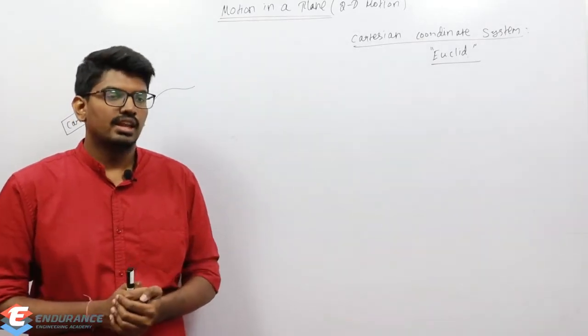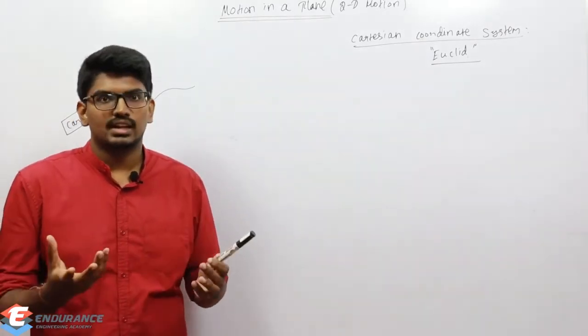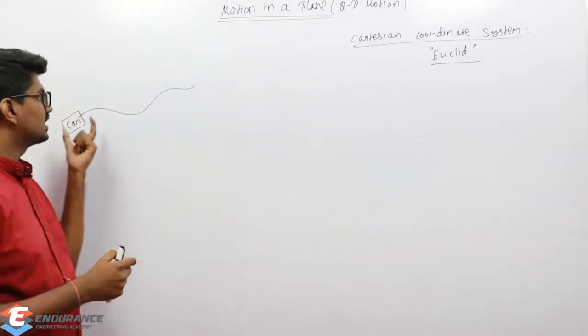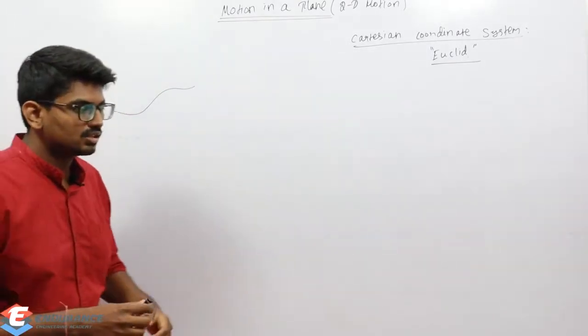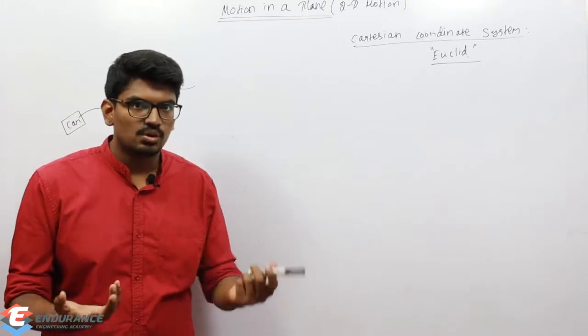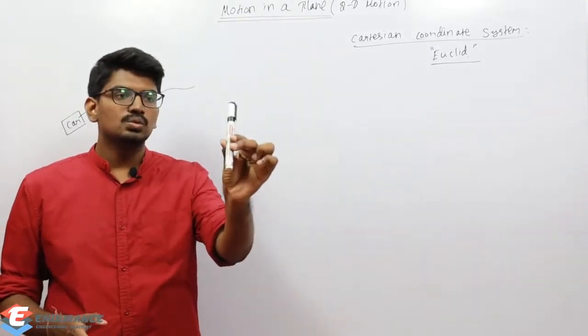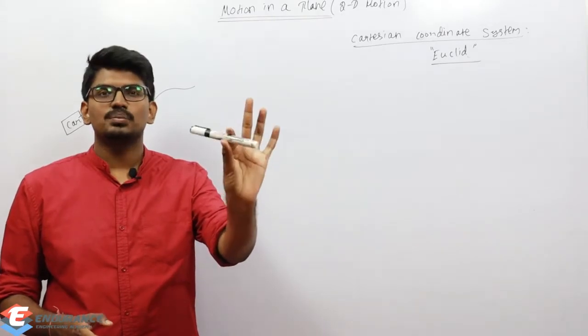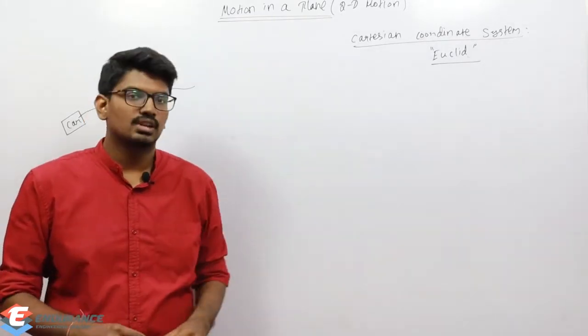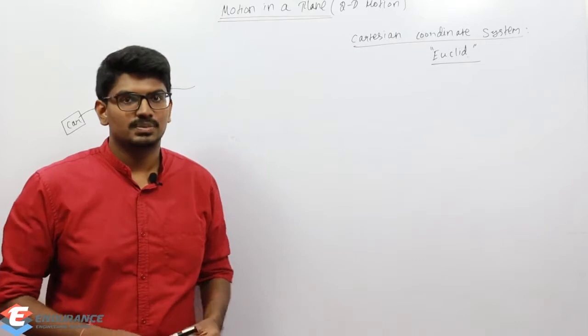Simple. If there is some particle or some body, for example, in this case, a car, or some object, how do we find out the position of this particular object? How can I determine the position of this particular object?